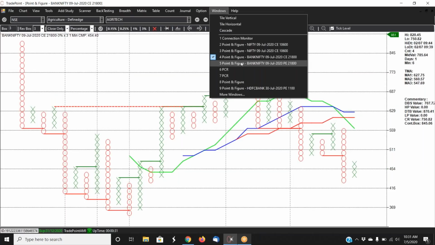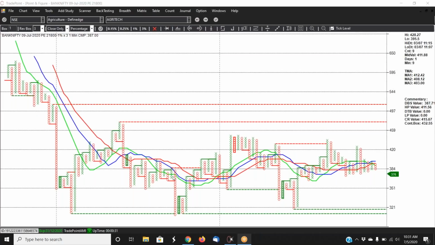Now, something interesting on the 21,800 put. This is the 21,800 put. Why I have shown 1%, I'll come to that. On a 1% chart, you will see how it has formed a base at the bottom. You'll see the bottoms near 300, 310, 1, 2, 3, 4. All are near 300 to 320. If this low doesn't break, that is very important. It is simple arithmetic. If the 21,800 put does not break 300, then we are looking at an expiry below 21,500. It's a loud statement I'm making, but it is simple arithmetic.